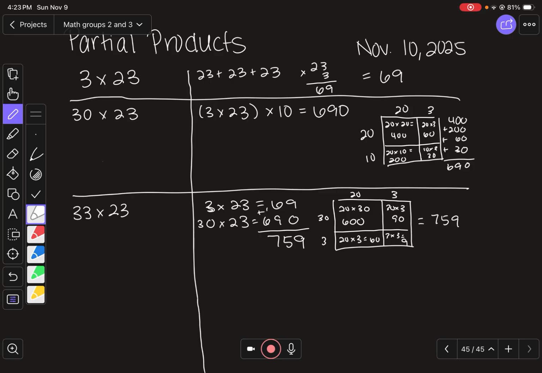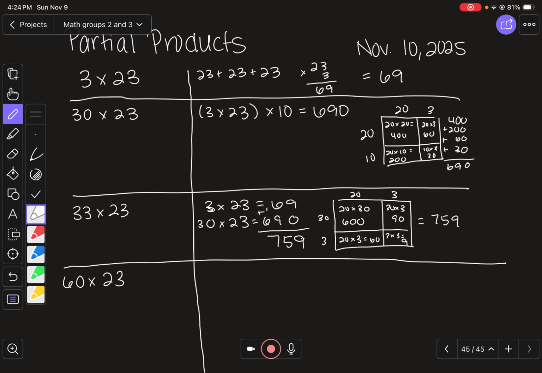The next problem I want you to do is 60 times 23. So before you start, I want you to think about what number have we already worked with that we could easily manipulate or easily do something to get to 60. So we already know 3 times 23, 30 times 23, and 33 times 23. So how can we get 60 times 23? Go ahead and pause your video and tell me or show me how you would solve 60 times 23.